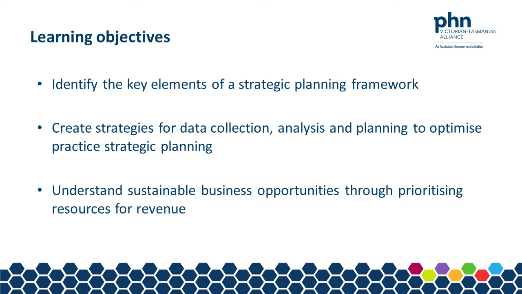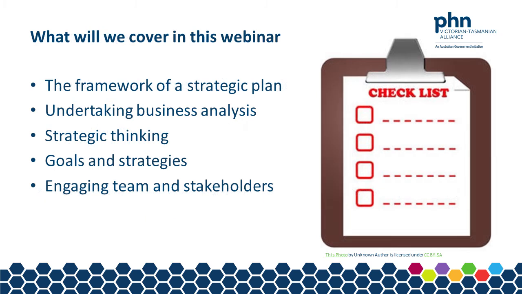So let's kick off with talking a little bit about what we set to achieve in this webinar. We plan to provide you with information and knowledge to assist in, first of all, identifying the key elements of a strategic planning framework, creating strategies for data collection, analysis and planning to optimise the practice strategic planning, and to understand sustainable business opportunities through prioritising resources for revenue. We're going to take a deeper dive into the framework of a strategic plan. We're going to be looking at undertaking business analysis. We're going to be looking at what is strategic thinking. We're going to be talking about goals and strategies, and we're also going to be thinking about engagement of the team and our stakeholders.